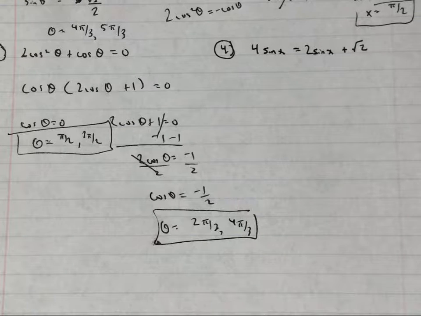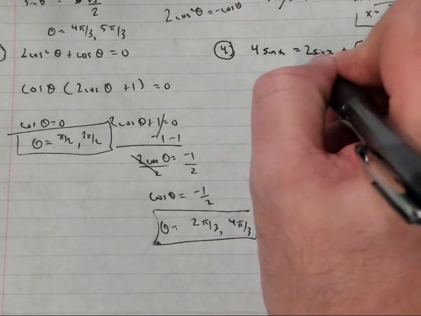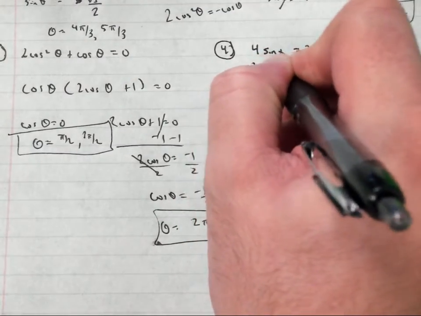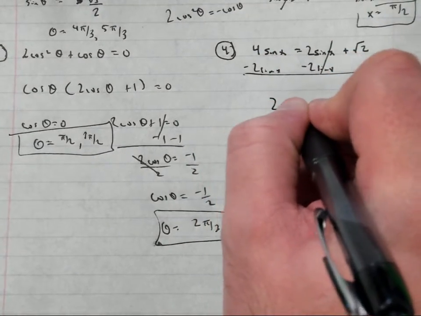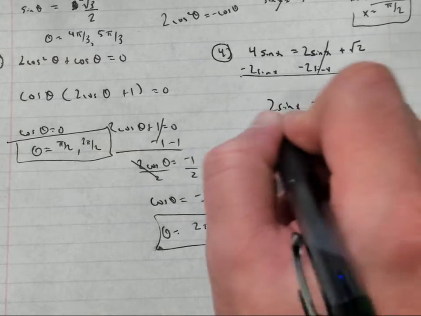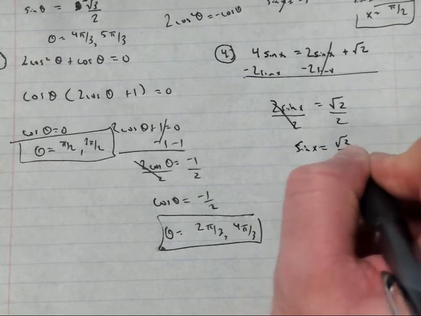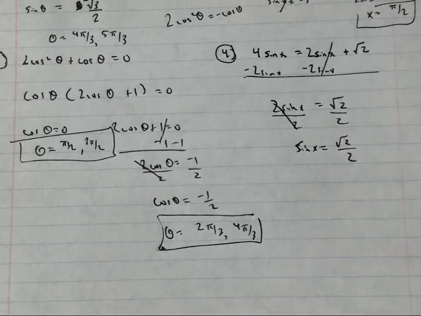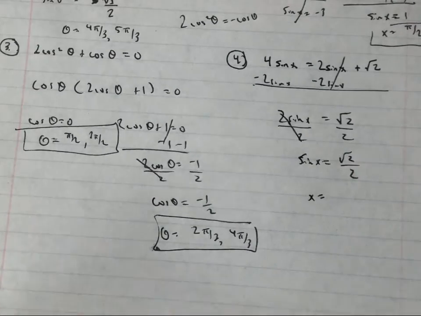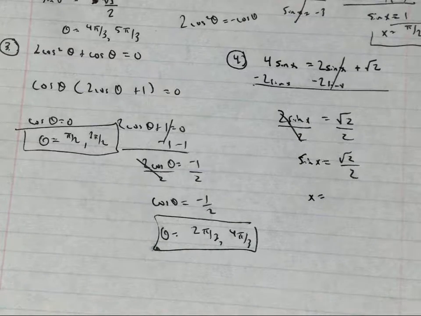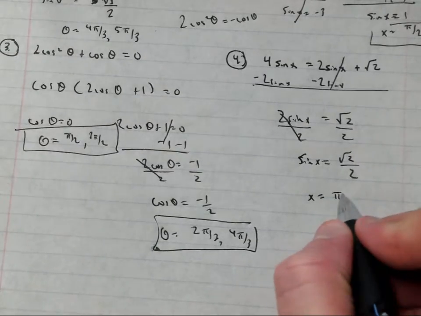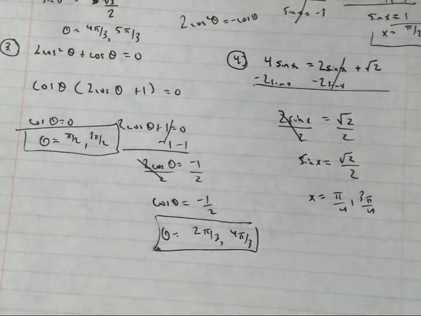All right, number 4, last one. I got a 4 sine x and 2 sine x. Can I combine those? So would I factor on this one? No. Two sine x equals square root of 2. Divide by 2. Did you take the square root of this? So do you need to have the plus or minus? No. Okay, that's the pi over 4 family. Your sign is positive. It's your y, quad 1 and quad 2. So you got pi over 4 and 3 pi over 4.